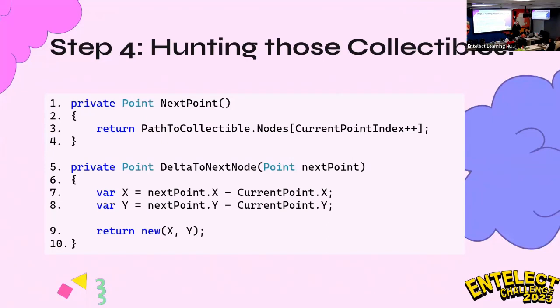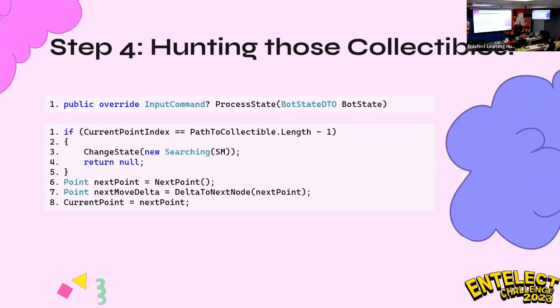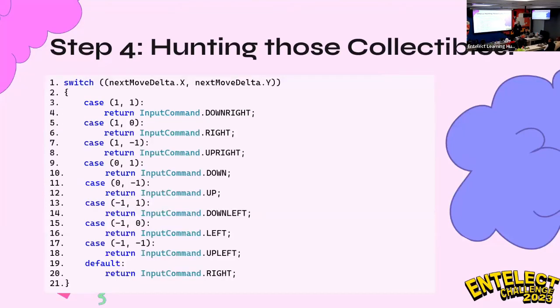Then in our process state function, we first check if we've reached the end of our path. If we are, we have either found our collectible or someone else grabbed it before us. So then we just go back to search for a new one. Otherwise, we grab the next point and we calculate the direction we need to move to get to that next point. Then we have a very ugly switch statement that just returns the relevant command based on our direction.